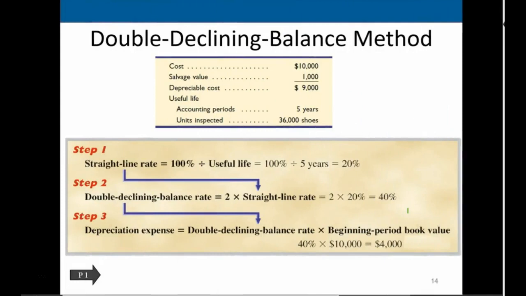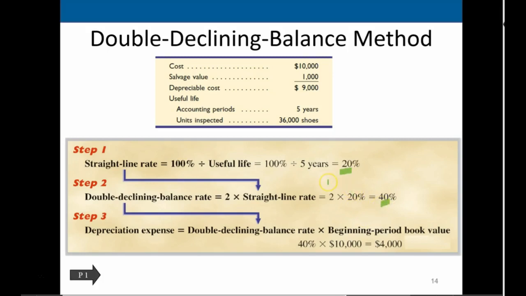Okay, so then we could use a double declining balance. The way we do the double declining balance is we figure out the straight line rate. The way we do that is we take 100% divided by the number of years. In this case, it was 5 years. 100% divided by 5, or just 1 divided by 5, will give you 20%. So 20%, if we double that, we get 40%.